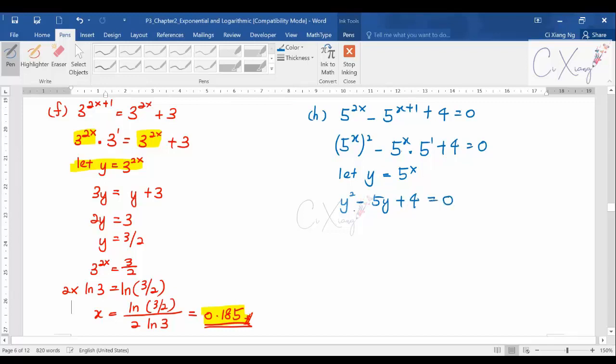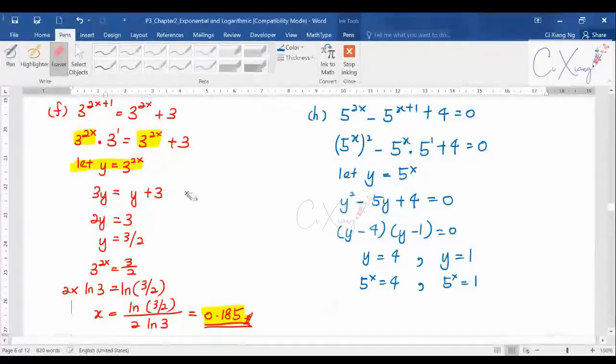So you will see that I actually get a quadratic equation in terms of y. So from here, to solve the quadratic equation, I factorize it, if you want. And therefore you're having two values of y. Okay, and then of course this is not the final answer. Substitute back, you are having 5 power x equals 4, 5 power x equals 1, take ln.